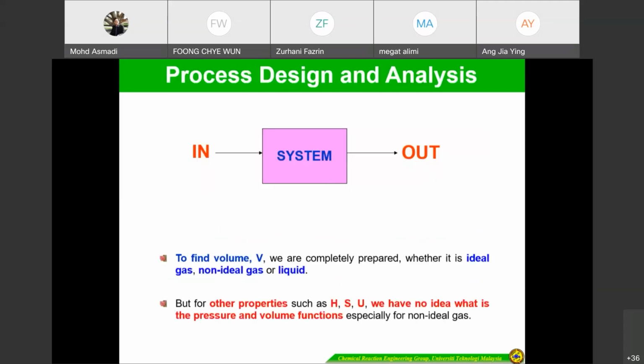Okay, so if we consider the process design analysis for the system in and then out, to find the volumes, we are completely prepared, whether it is an ideal gas or liquid. So how about the other thermodynamic properties such as enthalpy, entropy, internal energy? We have no idea what the pressure and volume function is, right? So before that, I want to know, what do you understand about entropy? Anyone?